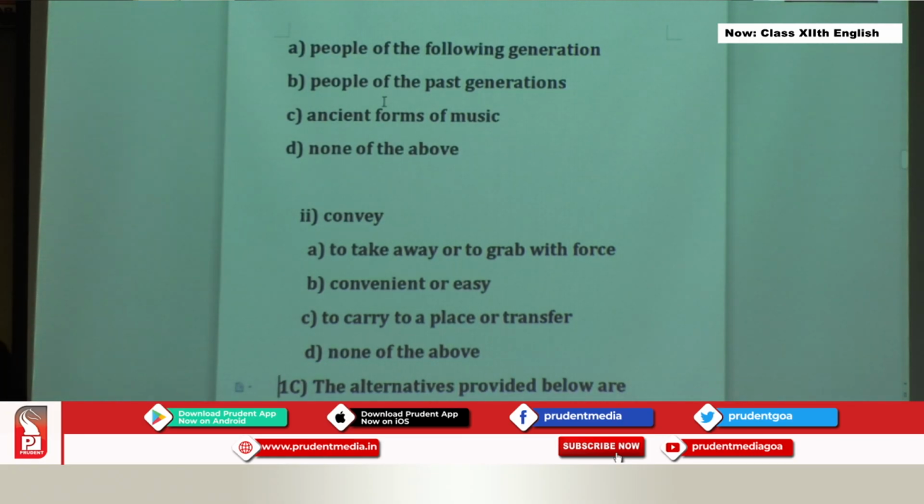So, you know how it is. We often say, do convey my best wishes. Convey, give, transfer, to carry to a place.